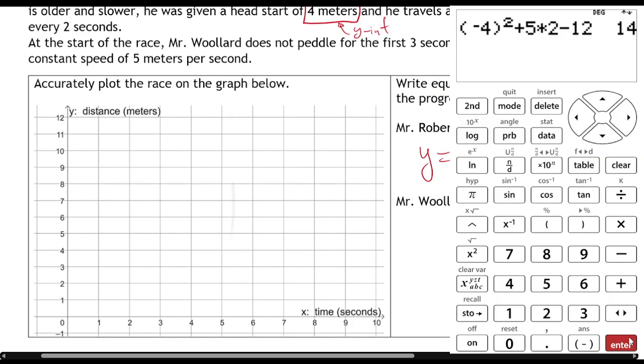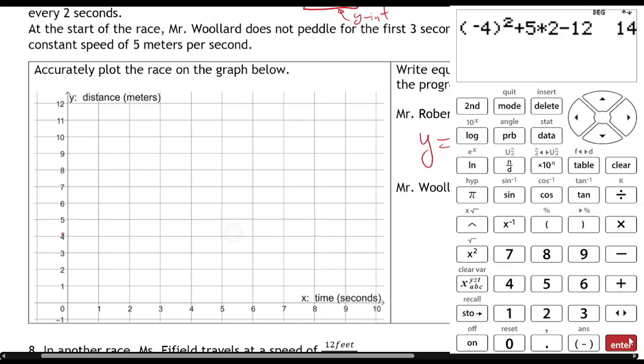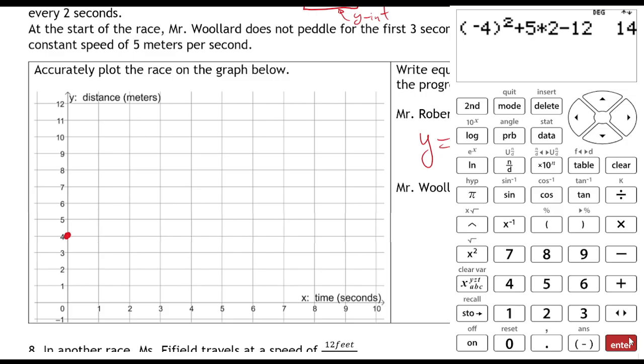I'm going to go ahead and graph that one at the same time. So here's the head start. At time 0, I'm 4 meters down the track already, thus a head start. And then I go 3 meters, 1, 2, 3, in 2 seconds, right? 3 meters every 2 seconds, 1, 2, 3, 1, 2. And then 1, 2, 3, 1, 2, somewhere up here. So I can grab this, and I'll model this with a line.